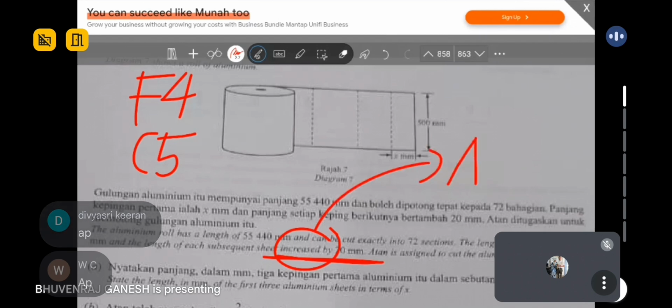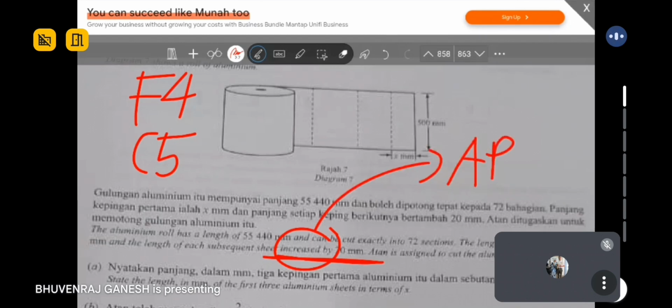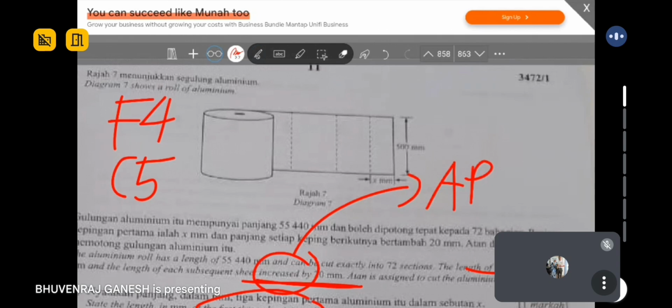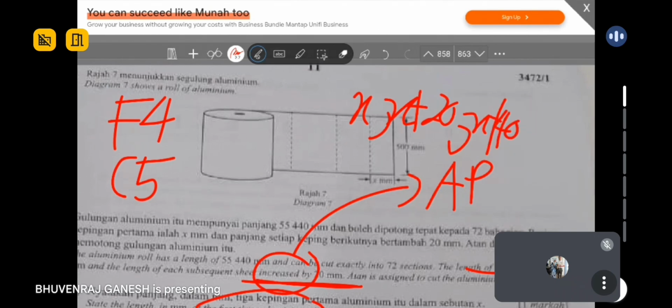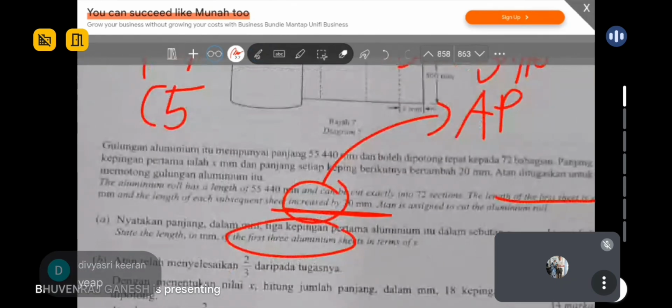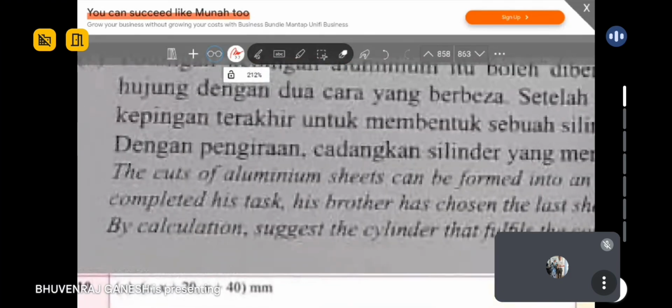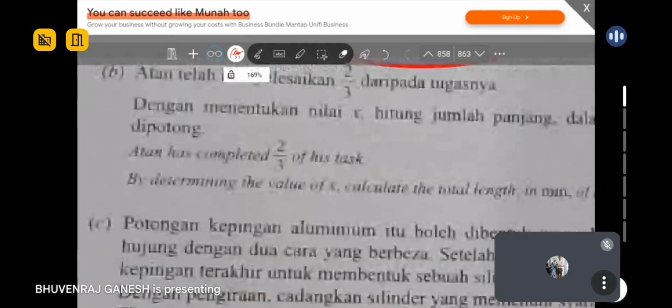Yes. Keyword guys, the question won't tell you AP or GP. You must identify on your own, based on the keyword. Okay guys, so they ask you to state the length of the first 3 aluminium sheets. They say the length of the first sheet is X. The next one X plus 20, and then X plus 40. Am I right? So these are the first 3 terms. Settle question A. Okay, this is your answer for question A. 1 mark only.